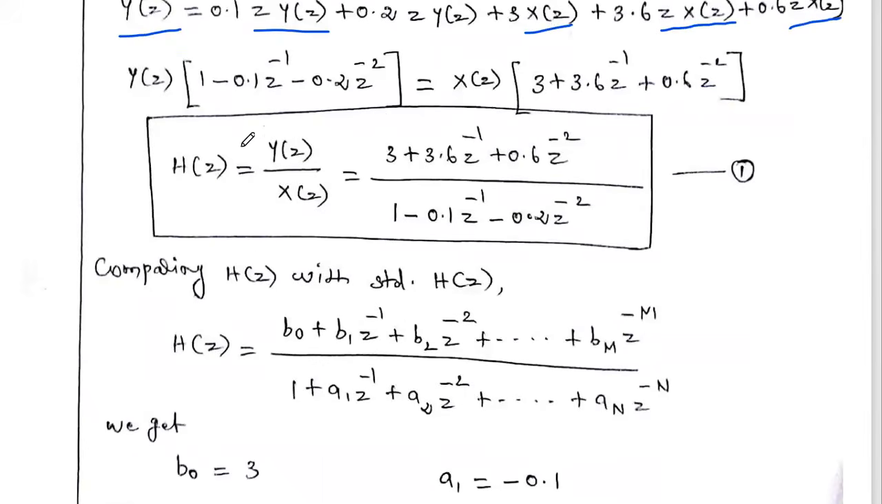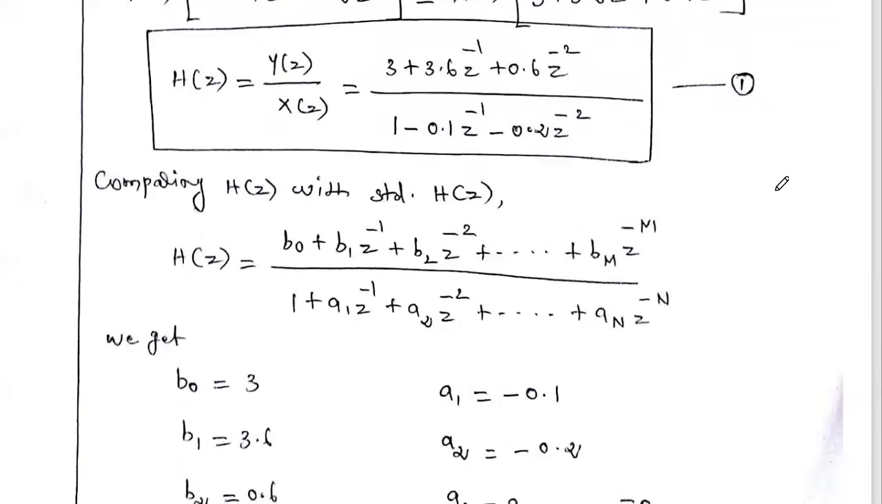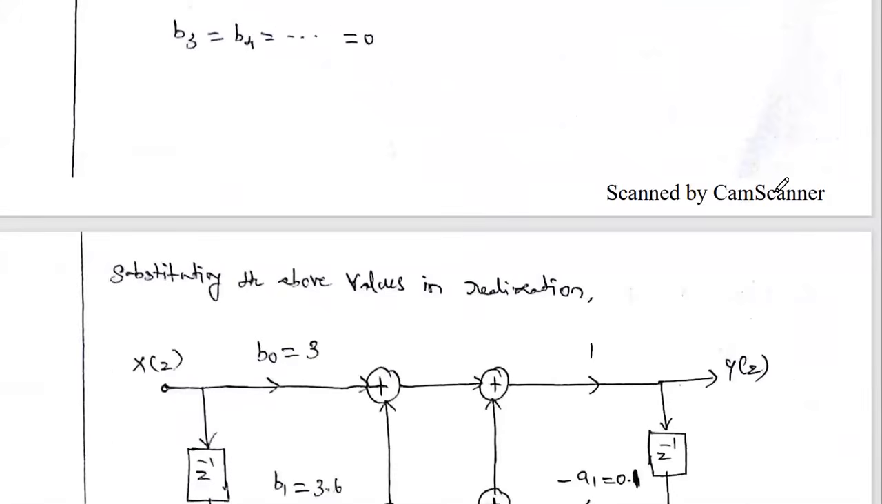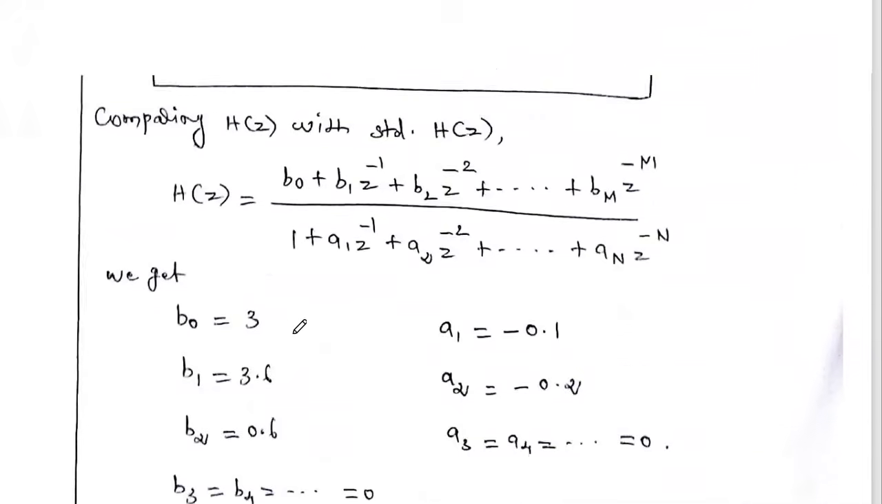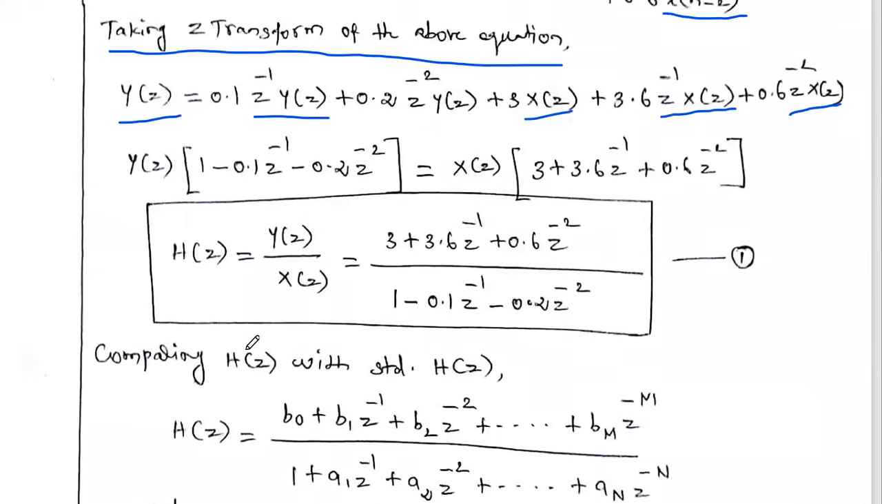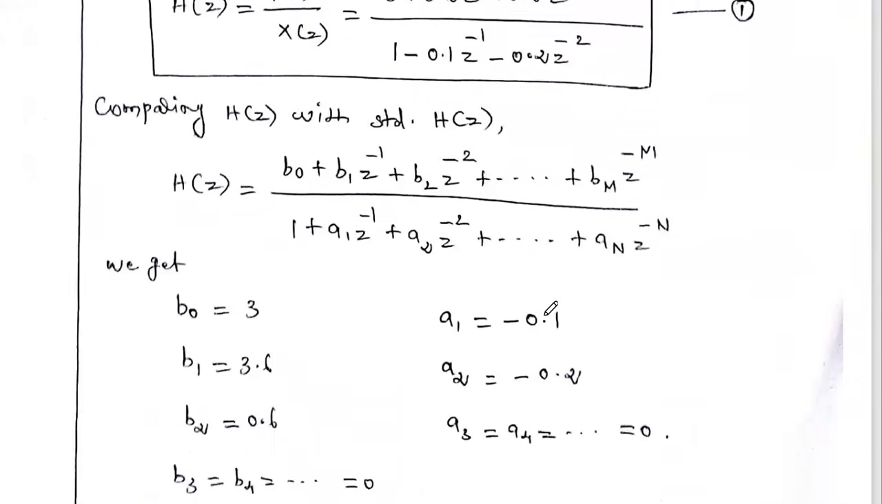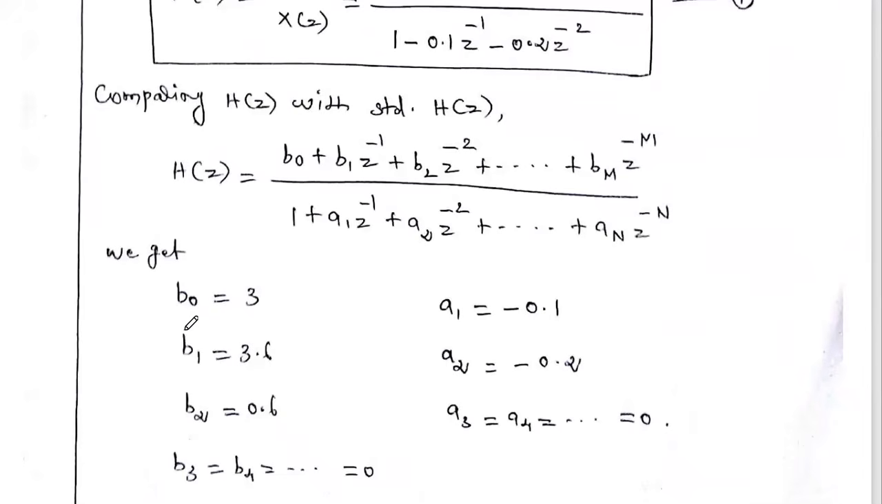Then from this, if you rearrange, H of z equals Y divided by X. So it is 3 plus this term divided by this term. This is the transfer function of our given system. You just consider this as equation number 1. First, we have to realize it in direct form 1 structure. In order to realize it in direct form 1 structure, first we have to find the coefficients b0, b1, b2, a1, and a2.